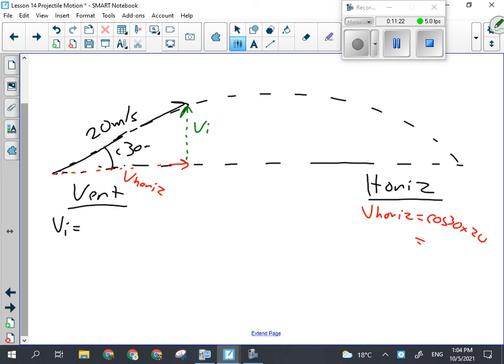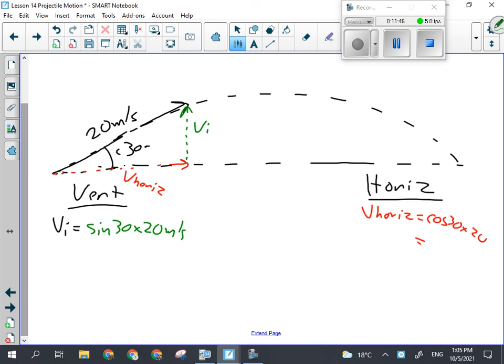represents my initial vertical velocity, how fast it's moving straight up and down at time 0. That would be calculated using sine. So nothing you haven't done, it's just finding x's and y's. You know how to do that already.